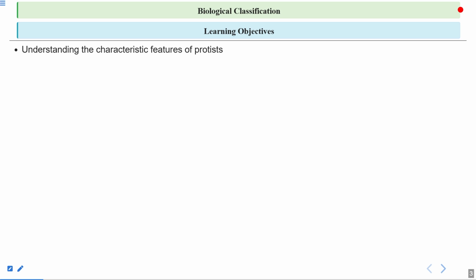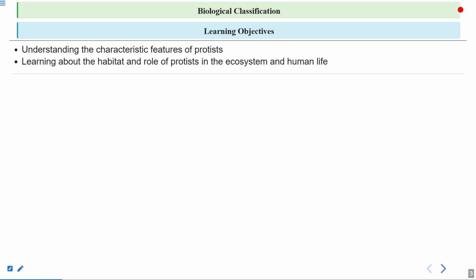So what are we going to learn in this session? What are the objectives of this session? Today we'll be discussing the kingdom Protista. We will discuss the characteristic features of the members which belong to the kingdom Protista. Then we'll learn about the habitats, meaning the area or the environment in which the protists can be found. And we'll also understand the role of protists in the ecosystem and in human life.